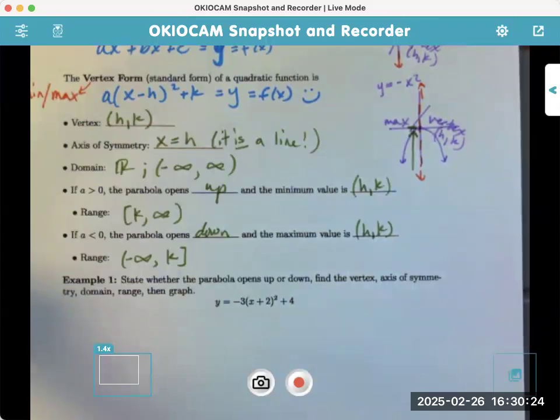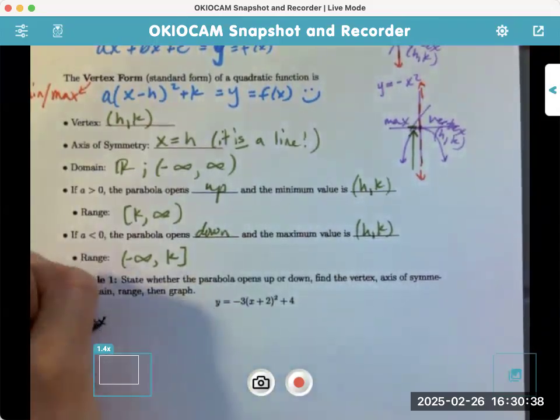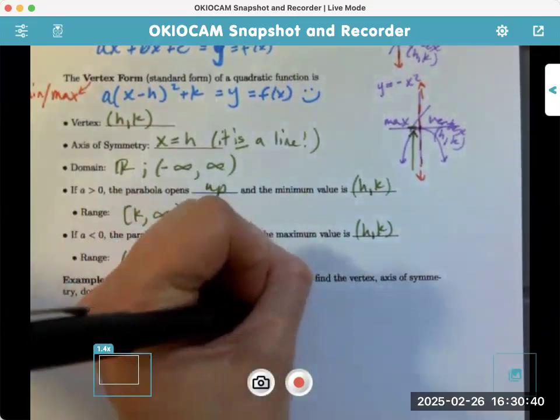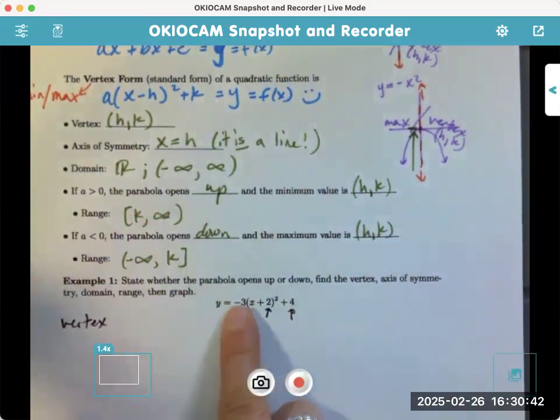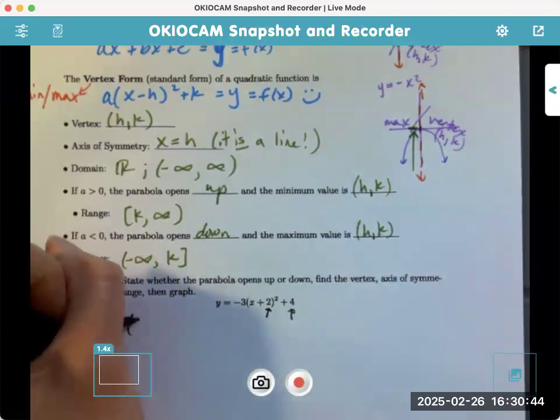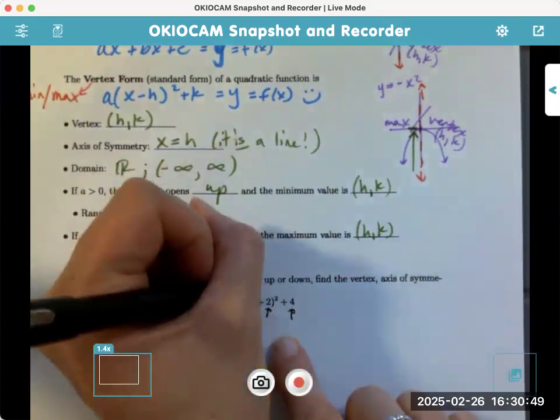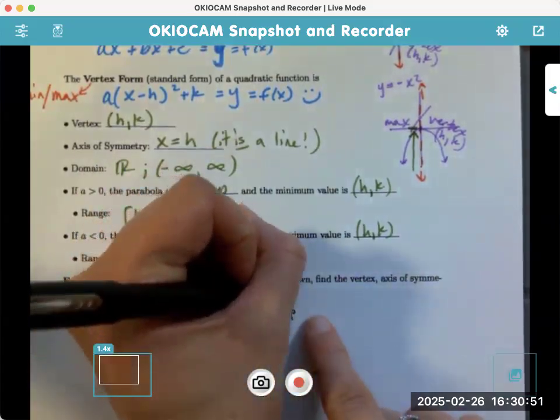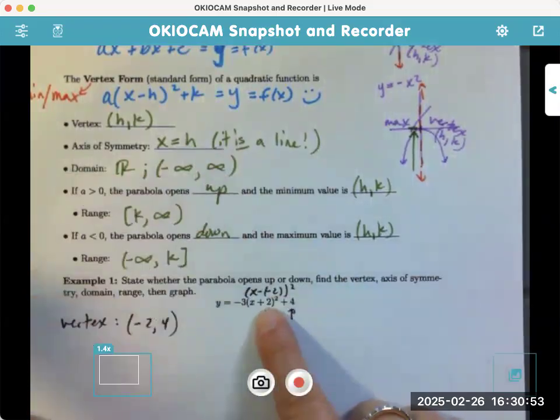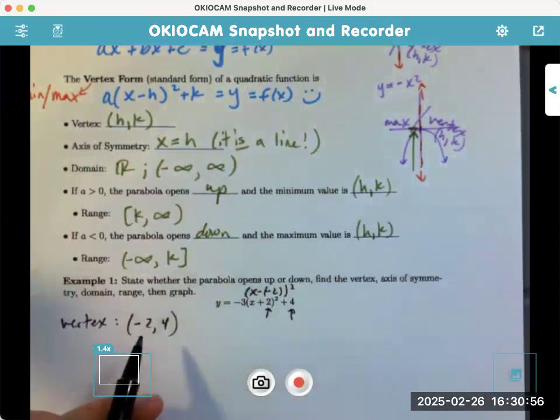Okay, so state whether the parabola opens up or down, find the vertex, the axis of symmetry, domain, range, then graph. Okay, so when we're doing the vertex, you just go here and here. That's it. Don't worry about a. A is already taken care of, okay? So that's -2, 4. Remember, because here, this says I had x minus -2 quantity squared. So it's a double negative to pull out the -2.